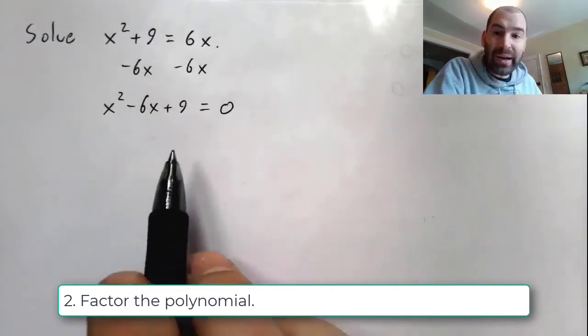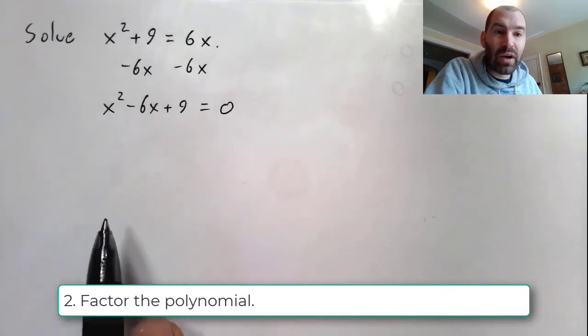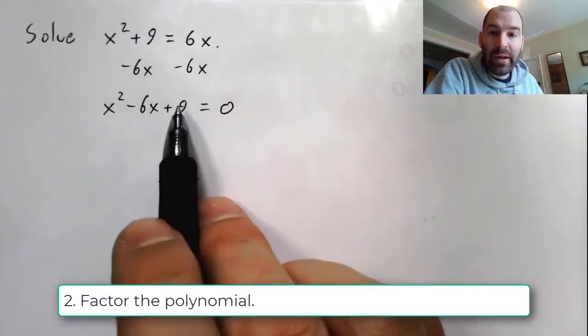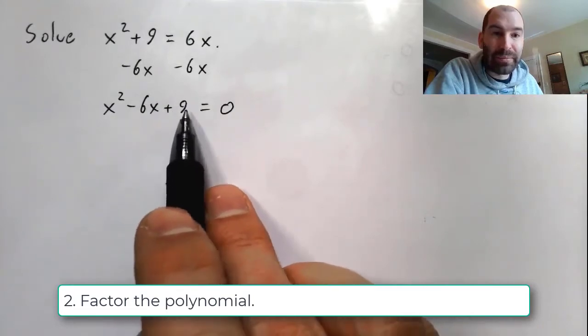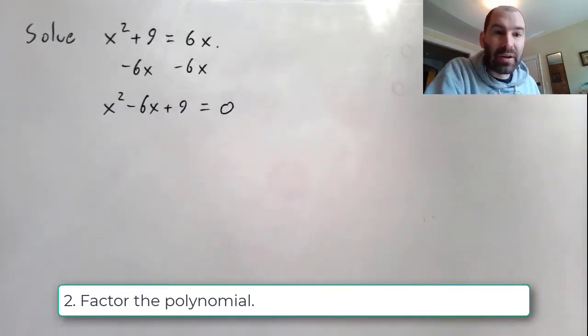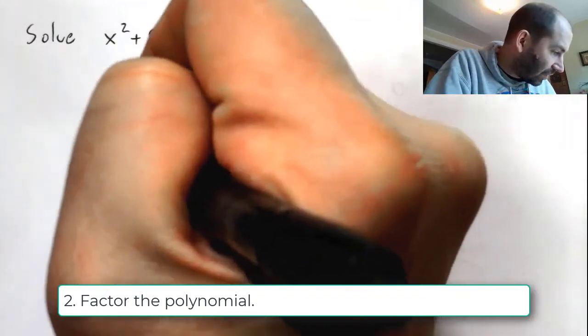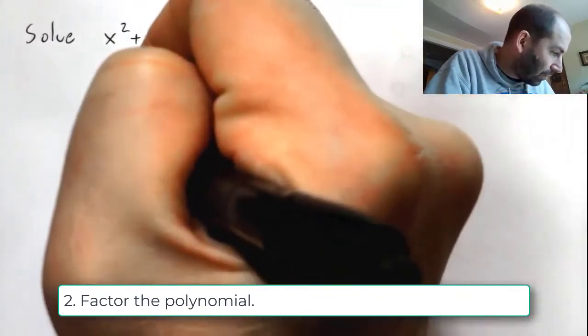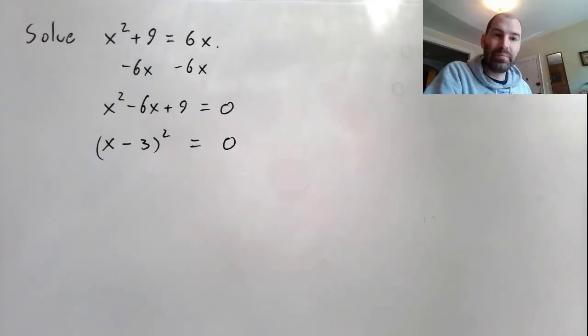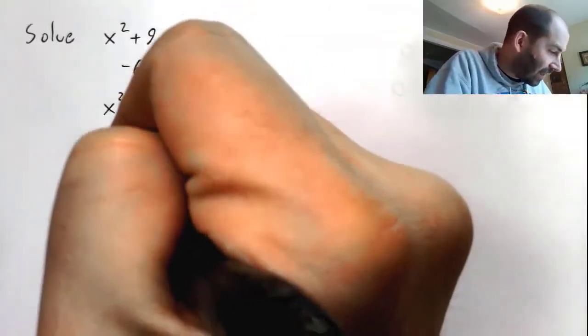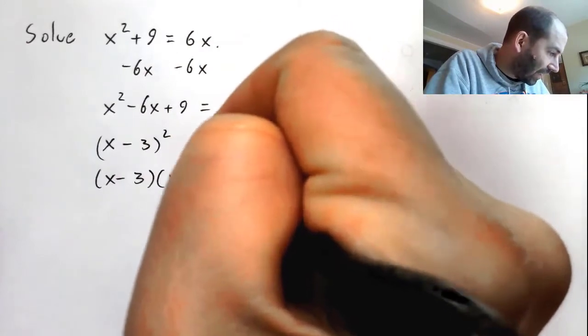I don't know about you, but I realize that this is actually the square of a binomial, right? This number, if I take half of this number and square it, I get this number, right? So I know that this is a square of a binomial here. So this actually is just x minus 3 squared. All right, another way to write that is x minus 3 times x minus 3.